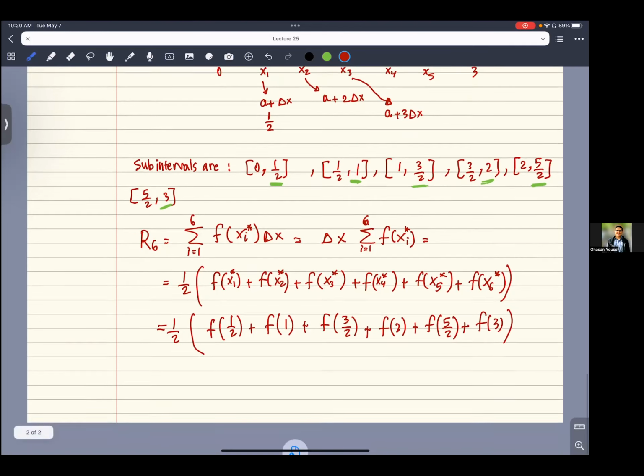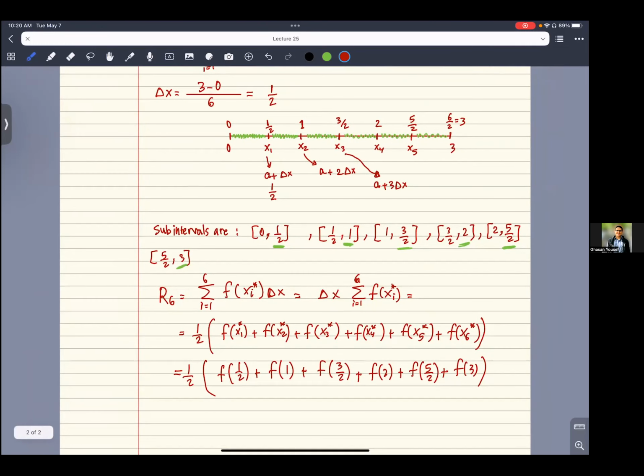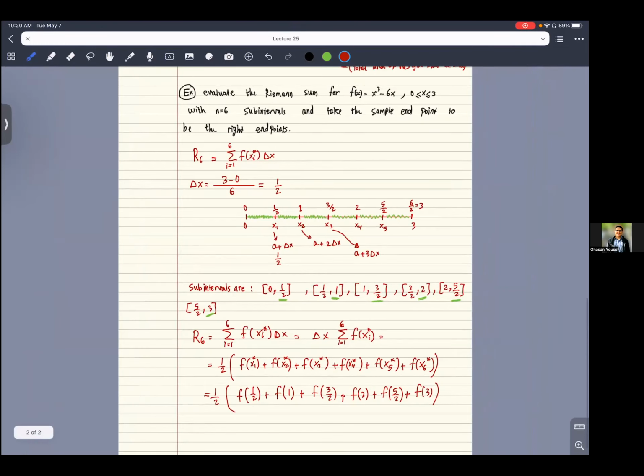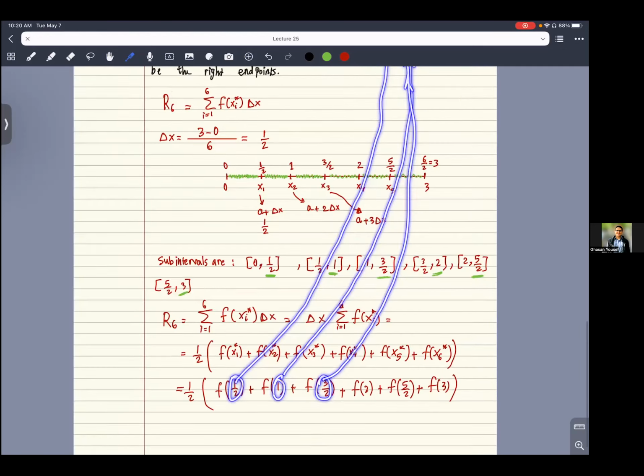Now, what is the function? What is f of x, to plug in these values? What's my function? Here's my function. Exactly, x to the power 3 minus 6x, correct. x to the power 3 minus 6x. So we're gonna plug these values inside the function. I'm gonna do it very quickly.